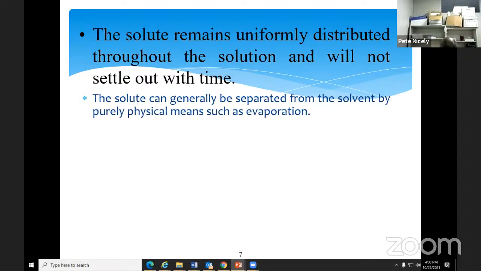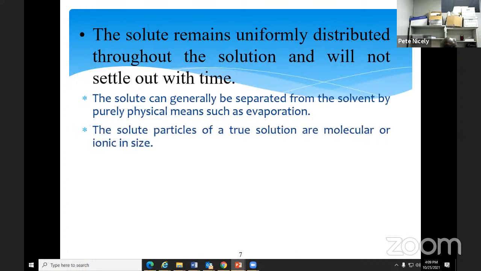Now, even though that's the case, it is still possible to separate a solvent from the solution by some physical means. As stated here, one possibility is evaporation. So again, going back to the salt solution example, you can separate the water from the solution by heating the solution and evaporating the water, and the salt will be left behind.